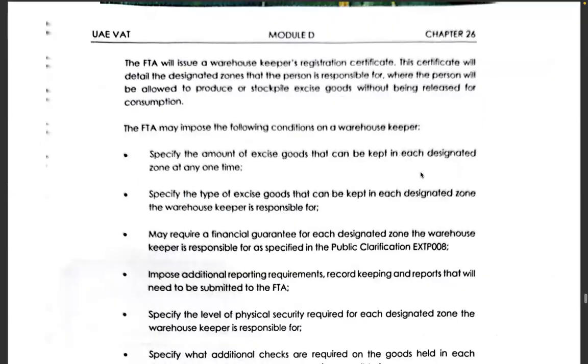The FTA will issue a warehouse keeper's registration certificate. This certificate will detail the designated zones that the person is responsible for, where the person will be allowed to produce or stockpile excise goods without being released for consumption. So the certificate will contain where this person can do the stockpiling, etc.